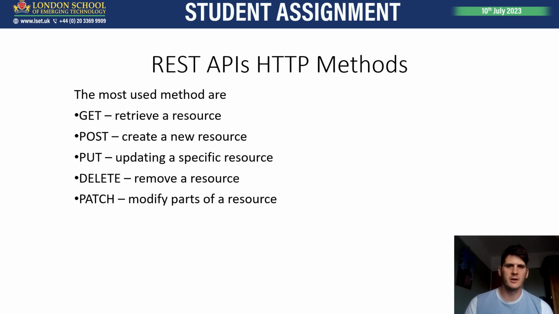The most common REST API HTTP methods are GET, which is used to retrieve a resource, POST, which is used to create a new resource, PUT, which is used to update or replace a specific resource, DELETE, which is used to remove a resource, and PATCH, which is used to modify parts of a resource.